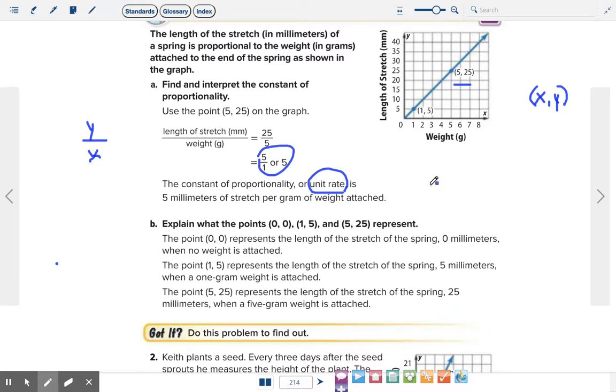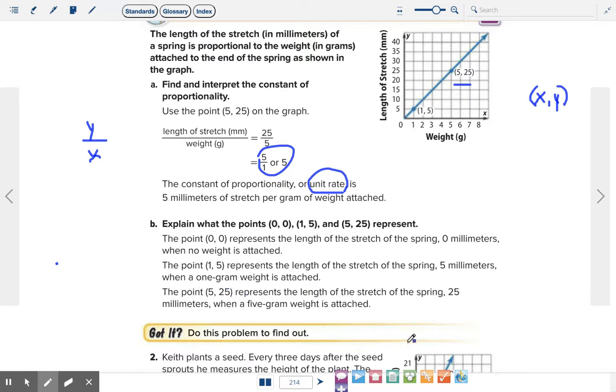So then it says, explain what the points (0, 0), (1, 5), and (5, 25) represent. So you're just putting it in terms of the problem. X was weight, Y was length. So (0, 0) represents the length of stretch of the spring is 0 when no weight is attached. The (1, 5) represents that the spring stretches out 5 millimeters when 1 gram of weight is attached.